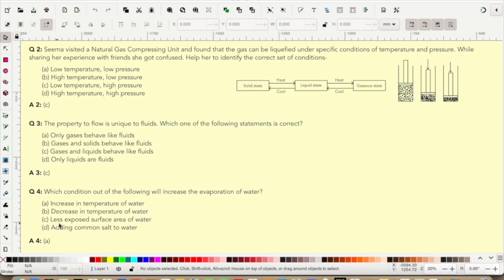Less exposed surface area of water is wrong option. We know that surface area should be increased to increase the rate of evaporation. Fourth option, adding common salt to water. We know that only four factors are responsible for rate of evaporation to increase, and they are increase in surface area, increase in temperature, decrease in humidity, and increase in wind speed. That means this option is wrong. The correct option is option A.